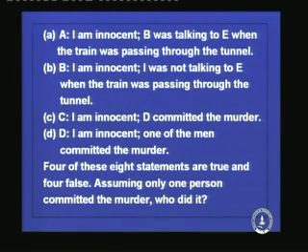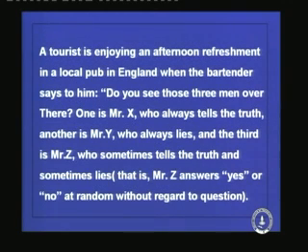We can look at similar problems like this. As an extension of the example which I mentioned just a few minutes back, let us consider one more problem. This is much more difficult than that problem. A tourist is enjoying an afternoon refreshment in a local pub in England when the bartender says to him, "Do you see those three men over there? One is Mr. X, who always tells the truth. And another is Mr. Y, who always lies, and the third is Mr. Z, who sometimes tells the truth and sometimes lies." That is, Mr. Z answers yes or no at random without regard to the question.